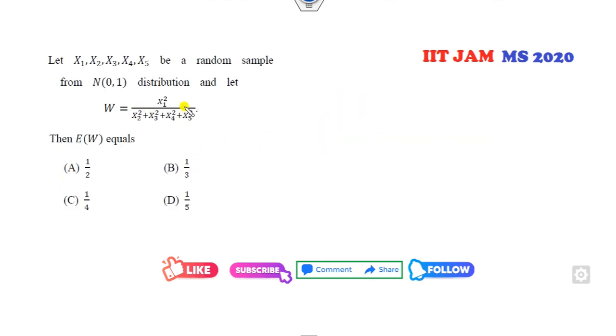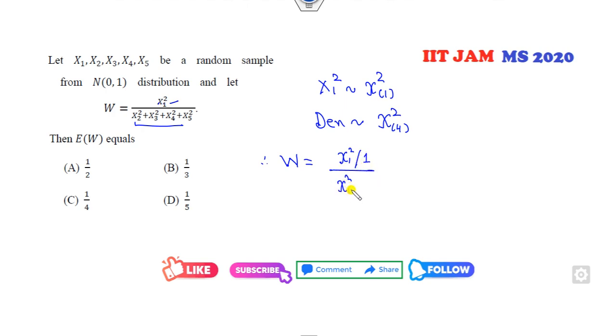Okay, again you can see it's very simple. You can see here x1 square follows my chi-square distribution with 1, and all are independent because nothing is given otherwise, and the denominator will be chi-square. How many factors are there? 4. So therefore I can write W as chi-square with 1 degree of freedom over chi-square with 4 degrees of freedom. So I have to multiply by 4 also. Fine. Or you can see 4W will follow my F distribution with 1, 4.